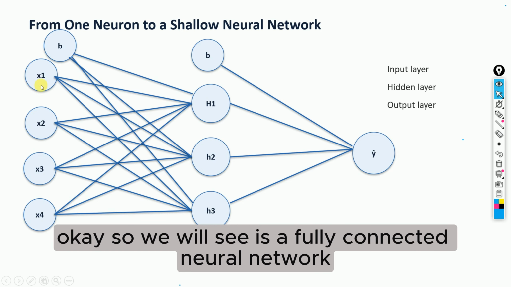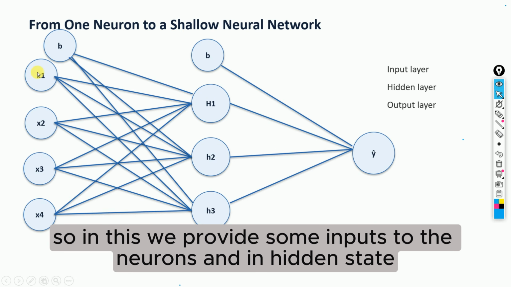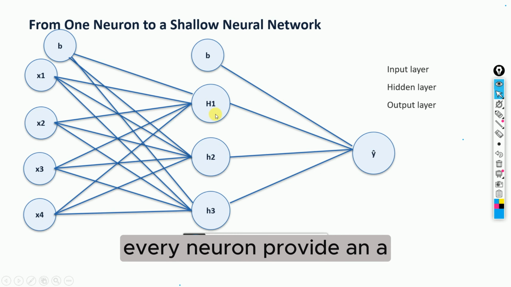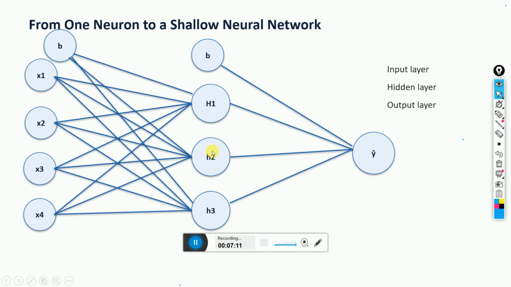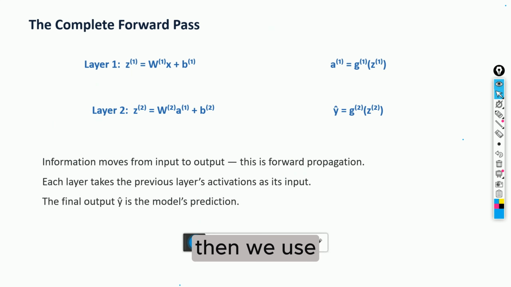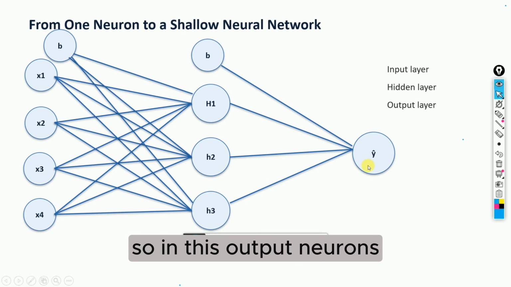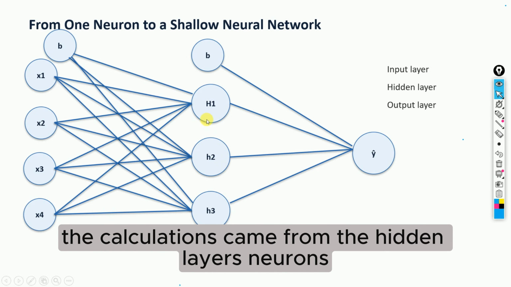Okay, so this is a fully connected neural network, a bigger picture of the shallow neural network. In this we provide some inputs to the neurons, and in the hidden layer every neuron provides an a after computing z and applying the activation function. Then we use these three hidden neurons as the input of the output neuron. So in this output neuron, the calculations come from the hidden layer neurons.